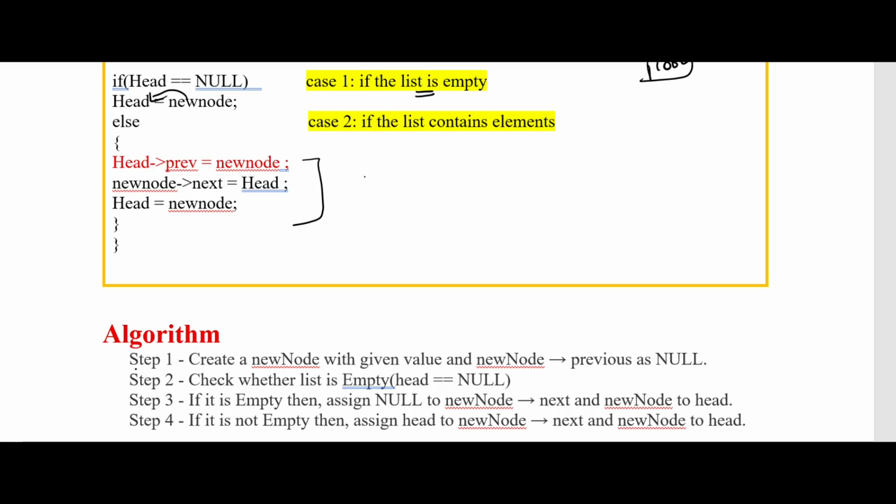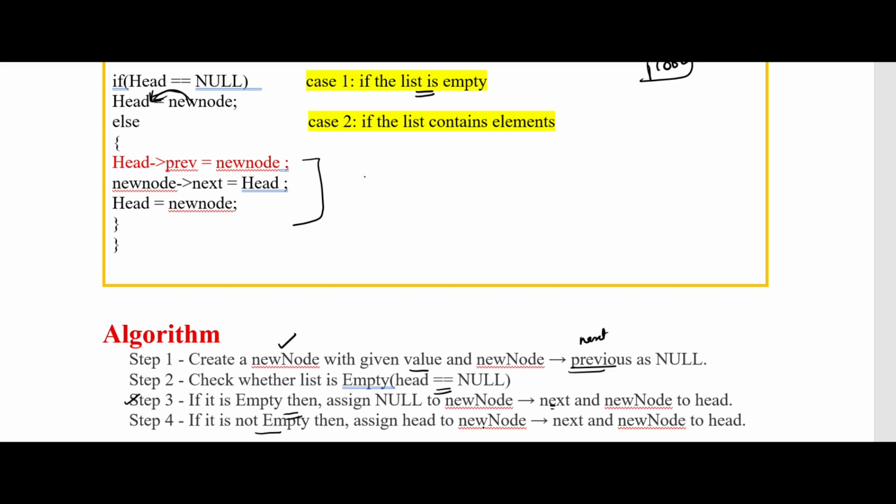Now let us see how to write the algorithm for this. Creating a new node with the value, and new node of previous is equal to null, as well as new node of next is also null. Okay, and check whether the list is empty based on this condition. If it is empty, what do I have to do? New node of next is equal to null, new node to head. That is what we have done. New node to head, this portion. Okay, that is completed.